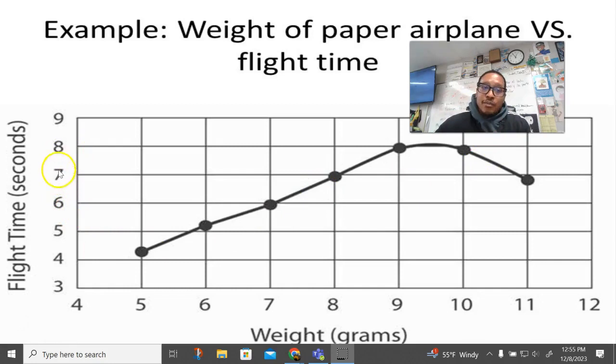So if we looked at this number like 7 right here, what does this 7 mean? Yes, it is 7 seconds, but it's 7 seconds of flight time. So it's something very specific. And if we look at these airplanes, it tells us right here they're paper airplanes. So they're made out of paper, right? And then if we look down here at these numbers, it's talking about the weight in grams. So that's letting us know that it doesn't have a very high weight.